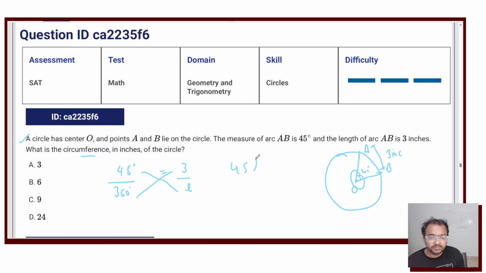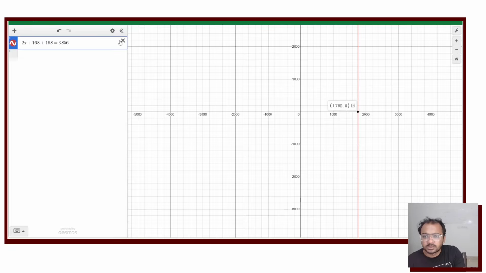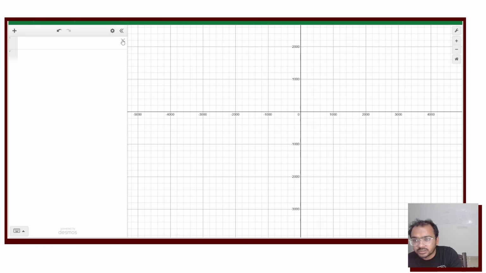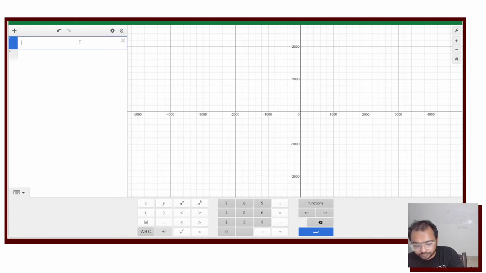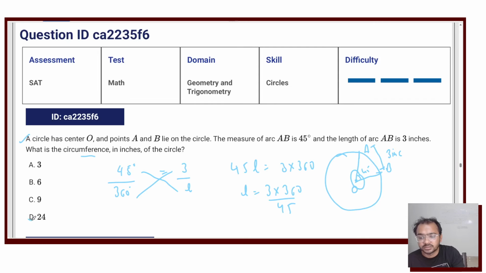So that will be 45L equals 3 times 360. If you simplify that a little, L will be 3 times 360 over 45. This is what we need to simplify. Again, we can solve it using Desmos. So that will be 3 times 360 divided by 45. It comes out to be 24. So 24 will be our answer.